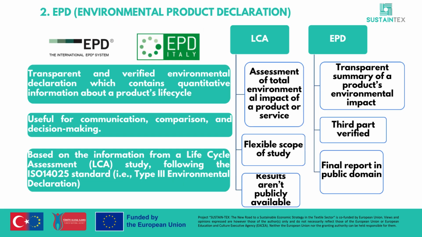Environmental Product Declaration, EPD, is a transparent and verified declaration containing quantitative information on a product's environmental impacts. The information declared within an EPD is calculated using the LCA methodology. The EPD system is a true environmental product label that falls within Type 3 of the labels regulated by the ISO 14020 series of standards, in particular 14025.